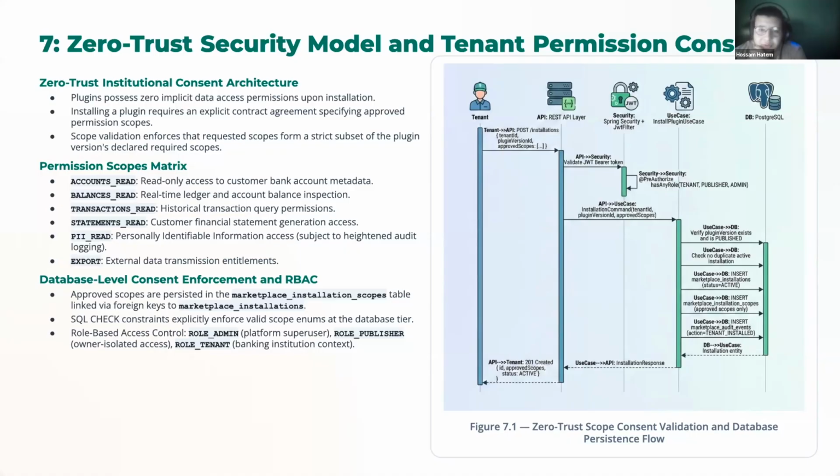The available scopes are like accounts read, balance read, transactions read, statements read, PII read, or export. The system verifies that consent scopes form a strict subset of the plugin's declared required scopes. Approved scopes are stored in the marketplace installation scopes database table, guarded by database check constraints at the database level.